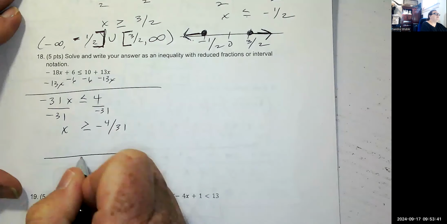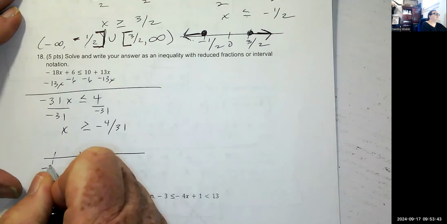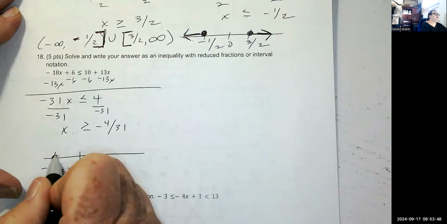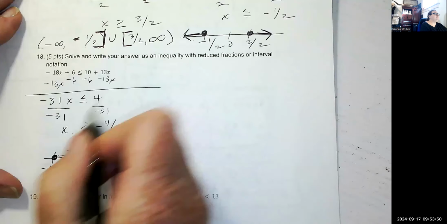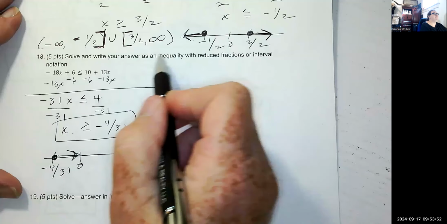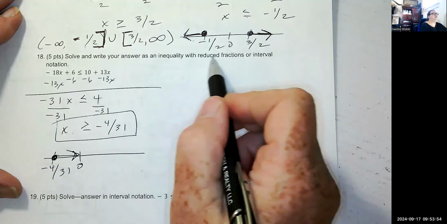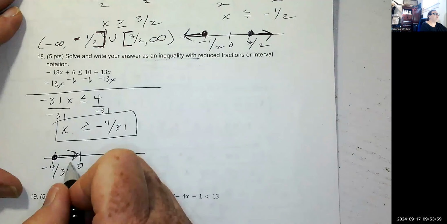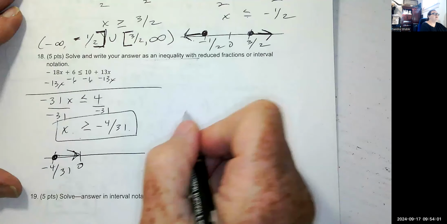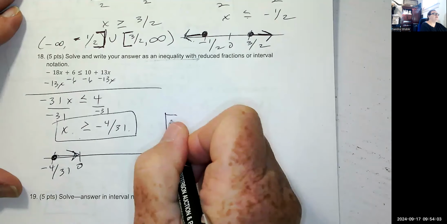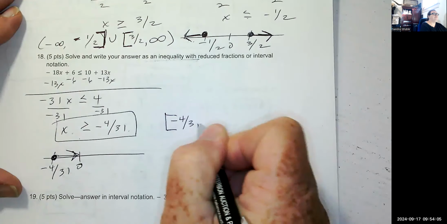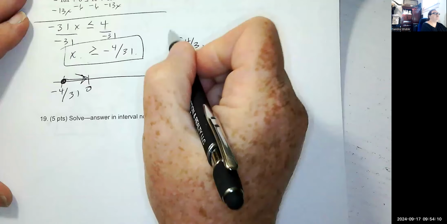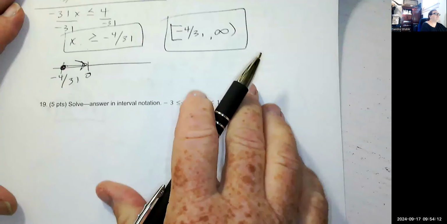From my number line, it's included, and x is greater than. I could have just left it like this because it says as a reduced fraction as an inequality or interval notation. If you answered with inequality, this is correct. If you wanted to do interval notation, there you go. Either one would have been acceptable answers.